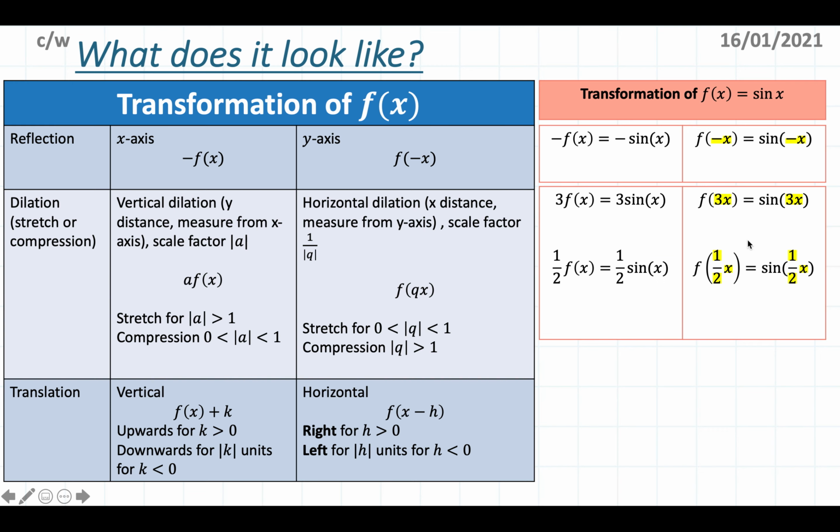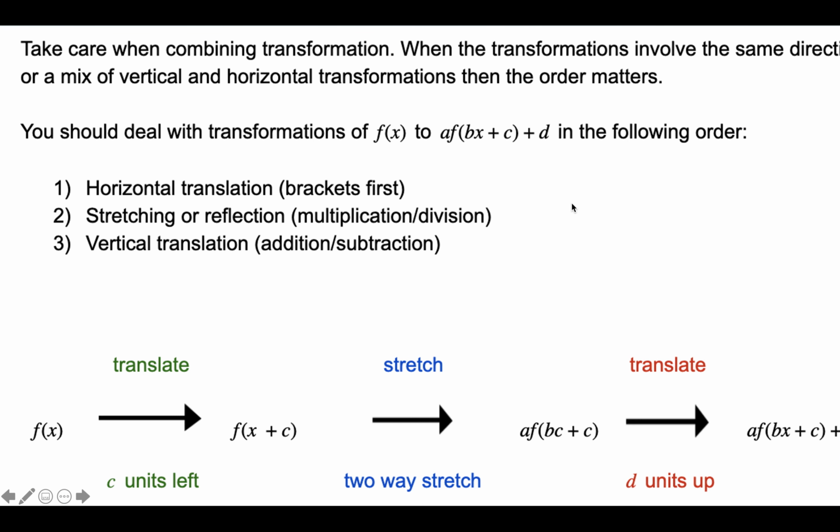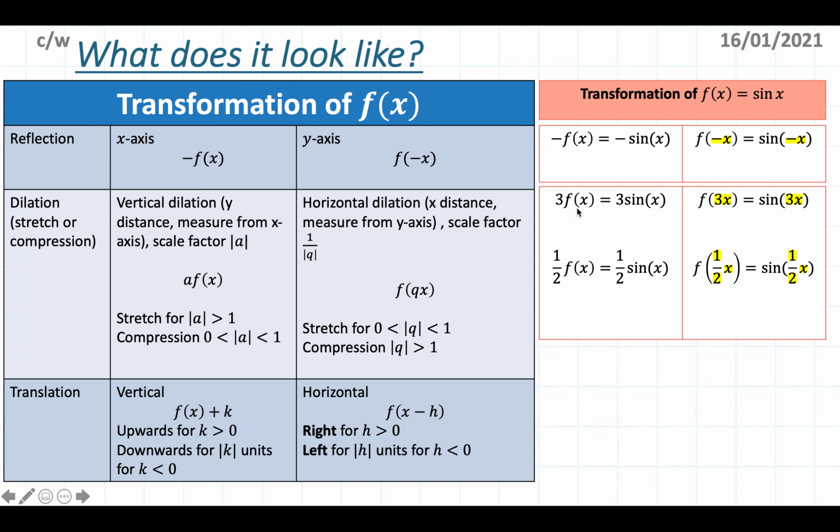Now the dilation. If I wanted a vertical dilation, it's going to be a 3 multiplied by my function. So simply it's just going to be 3 times sine x. And if it's a value less than 1, half of f of x, and that's just going to be half of sine x. If we're going to do a horizontal dilation, the value is going to be inside my function, so f of 3x. Again, all you have to do is copy the input inside your input. So sine 3x is going to be your new function, and similarly here, sine of half x is going to be your new function.